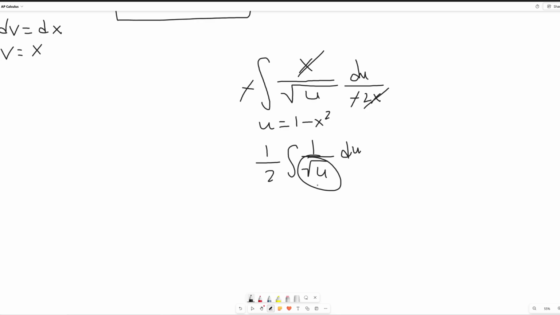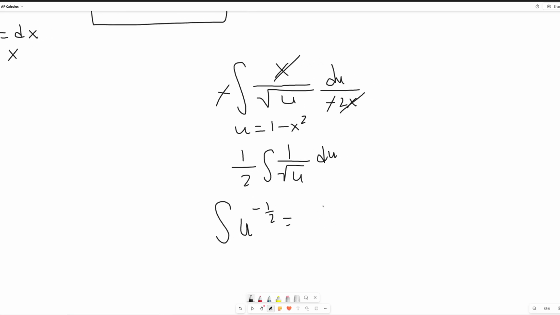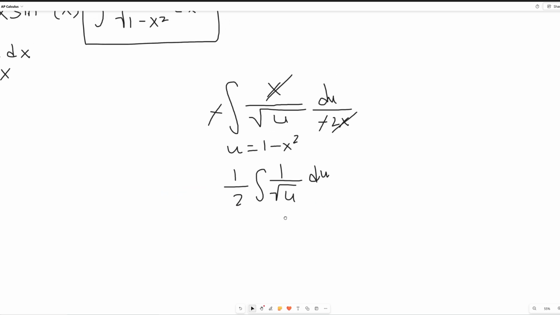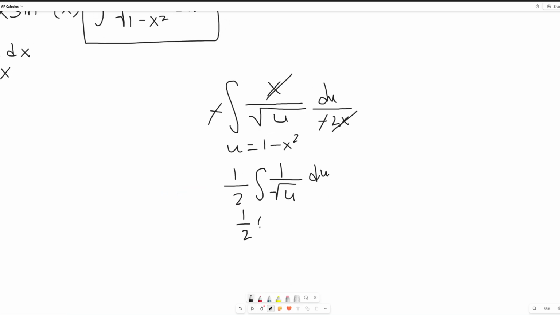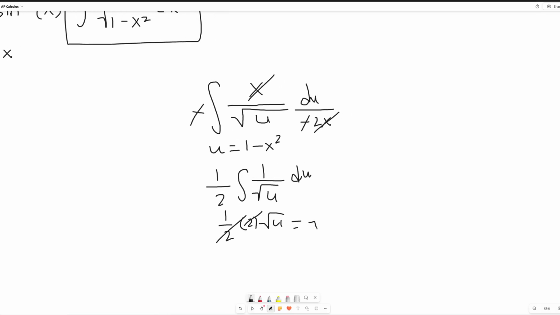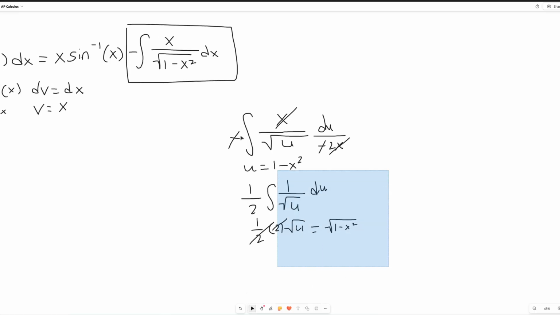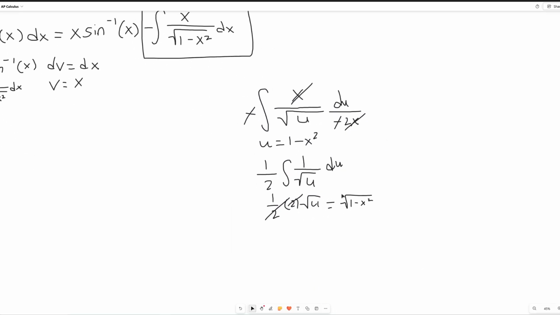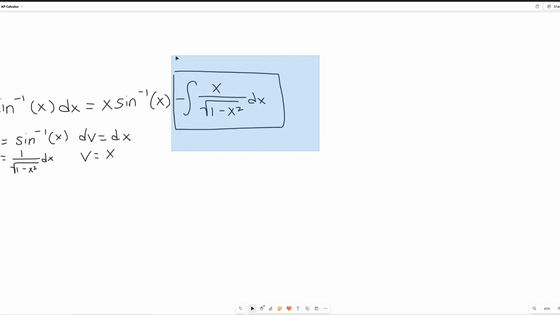This is u to the negative 1/2. So if we were to integrate this, you would get u to the negative 1/2 plus 1, so u to the 1/2 over 1/2, which I'm going to write as 2. So you actually end up getting 1/2 times 2 u to the 1/2, so square root of u. So these cancel out. So you end up just getting square root of u, which is square root of 1 minus x squared. Since we moved this minus sign with this, we actually don't have that minus sign anymore.